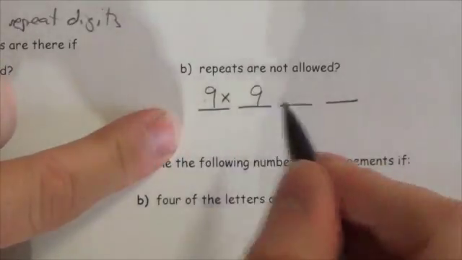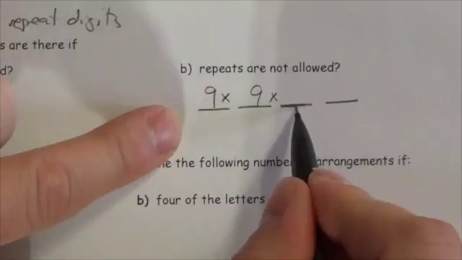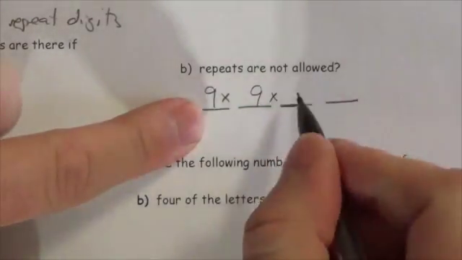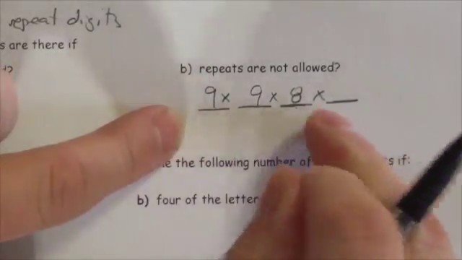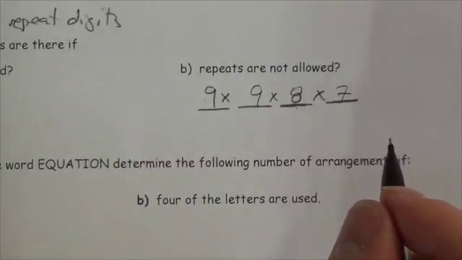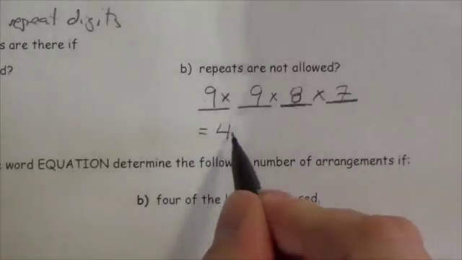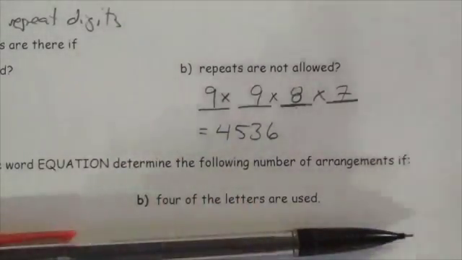That means there are 9 digits I can choose from. How many digits can I not use here? Well, these two right here. I cannot use either one of those two. That leaves me with 8 options, and then I cannot use the 3 that I used here for this one, so 7. Now, just multiply this through in your calculator, and we get that there are 4,536 different numbers where the digit is not being repeated.